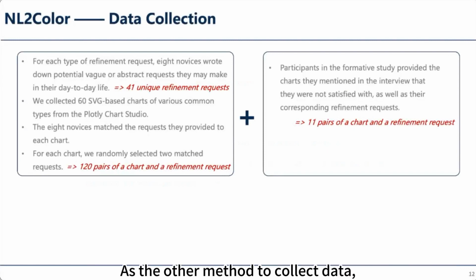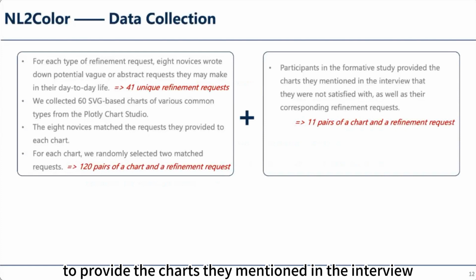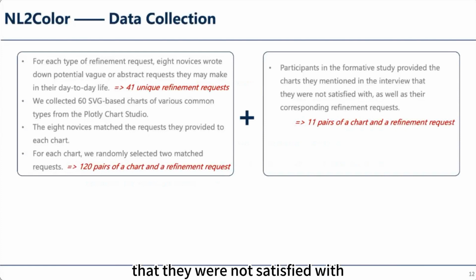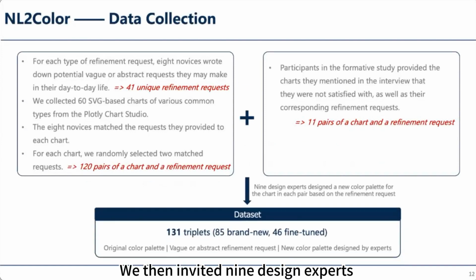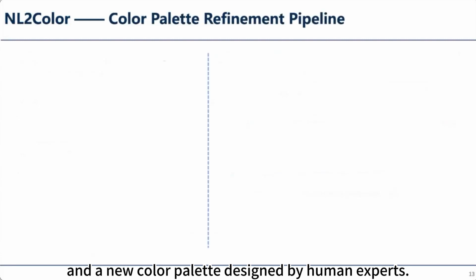chart. As the other method to collect data, we asked the participants in the formative study to provide the charts they mentioned in the interview that they were not satisfied with and their corresponding refinement requests. We then invited 9 design experts to design a new color palette for each chart based on the refinement request and finalized our dataset of 131 triplets of an original color palette, a vague or abstract request, and a new color palette designed by human experts.